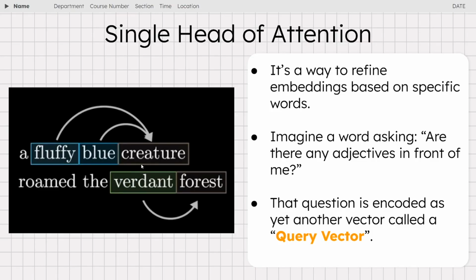For example, if you have a word creature and the adjectives fluffy and blue, you only want those two words to affect this creature. You don't want the whole story, all other words, to affect creature, only these two specifically. It would be like a word asking, are there any adjectives in front of me? We can turn that question into another vector called a query vector.